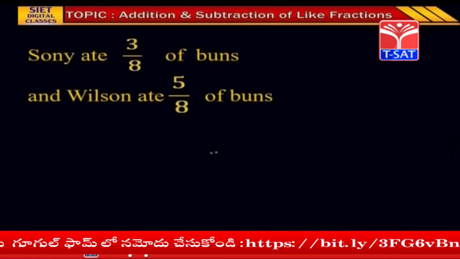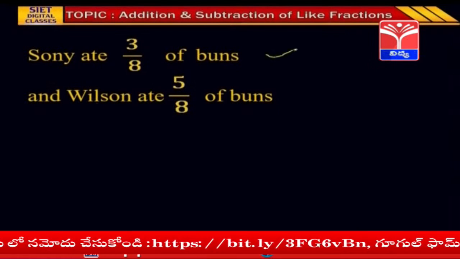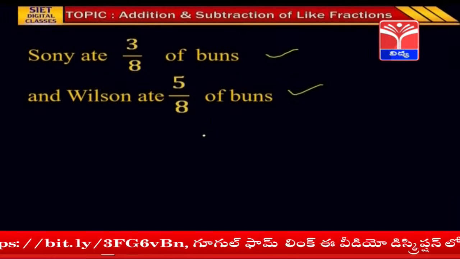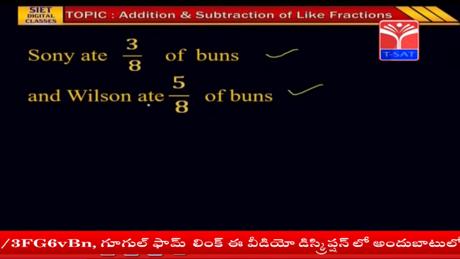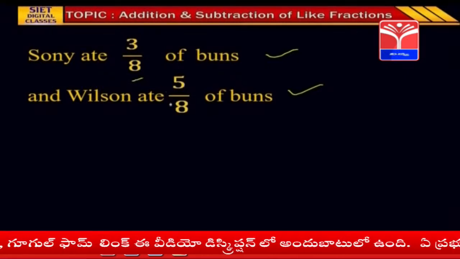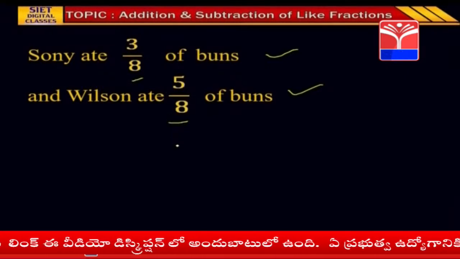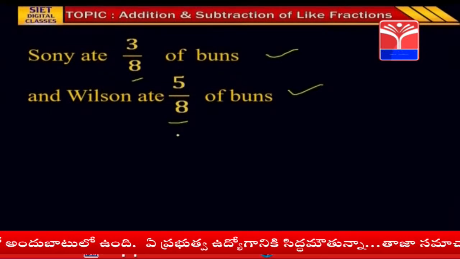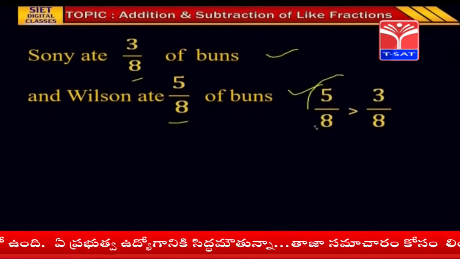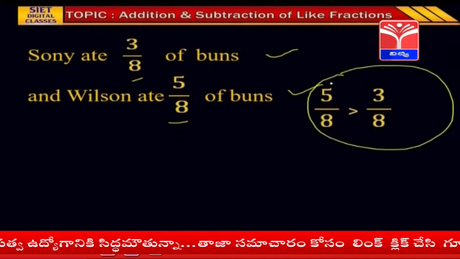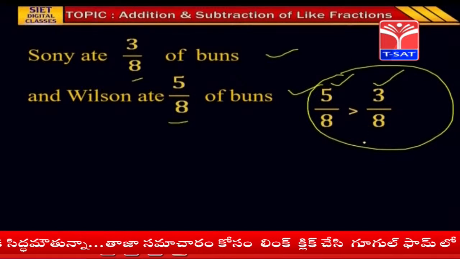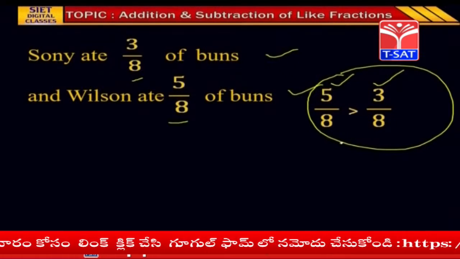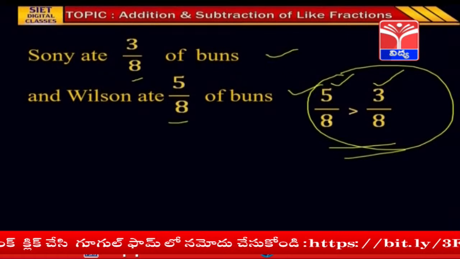See, right? Then which is the bigger fraction from these? Think once again. Yes. Why? Because these two fractions are like fractions having the same denominator, 8. So 3/8 and 5/8 are like fractions. So we are comparing numerators. When like fractions are given, we compare numerators, then we give the answer as 5/8 is greater than 3/8.